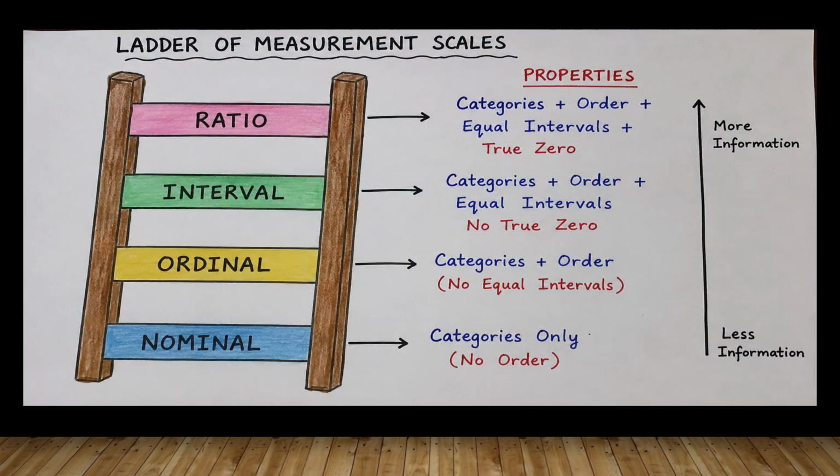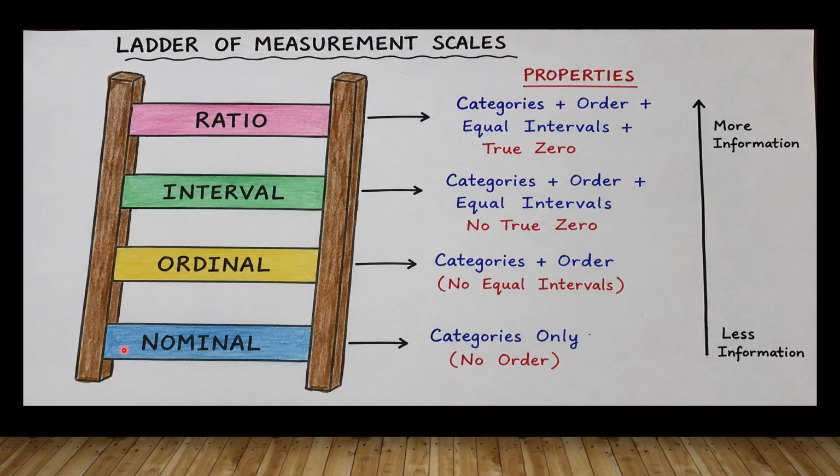Let's understand the type of scales with the help of the ladder of measurement scales. Think of this ladder as moving from the simplest scale at the bottom to the most informative scale at the top. As we move up the ladder, each scale includes all the properties of the previous one and adds a new feature.